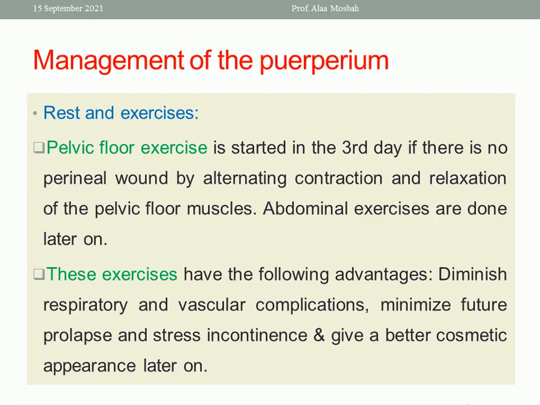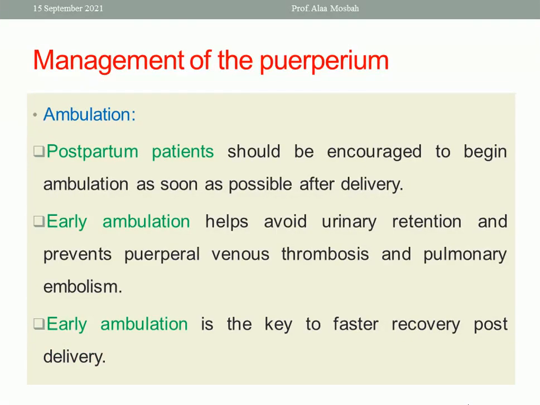These exercises have the following advantages: diminish respiratory and vascular complications, minimize future prolapse and stress incontinence, and give better cosmetic appearance later on. We advise the patient for early ambulation after delivery as soon as possible because this helps avoid urinary retention and prevent peripheral venous thrombosis and pulmonary embolism. And you should know that early ambulation is the key to faster recovery post-delivery.